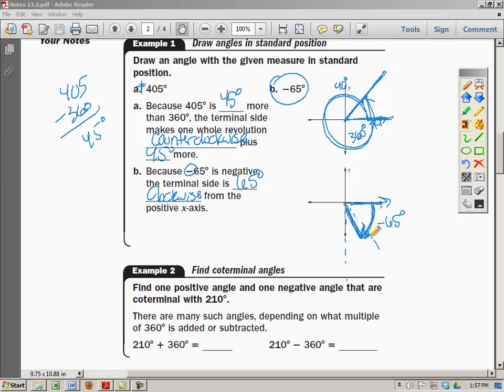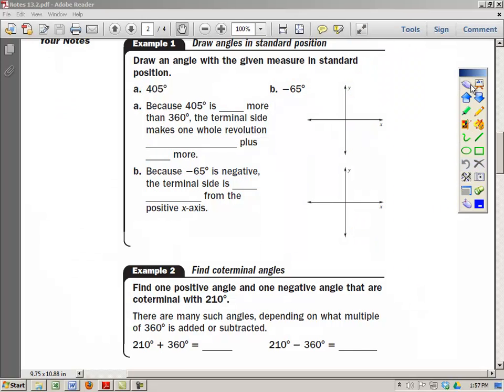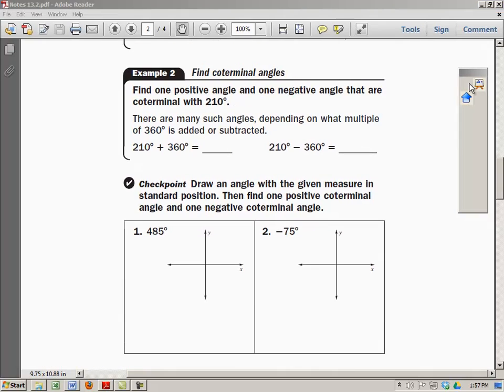And again, because it's negative, we go in the clockwise rotation. So it's important that you understand, positive is counterclockwise, negative is clockwise. All right, make sure you have that piece of information. So let's talk a little bit about this idea of coterminal angles. Coterminal angles are angles that basically land in the same spot.